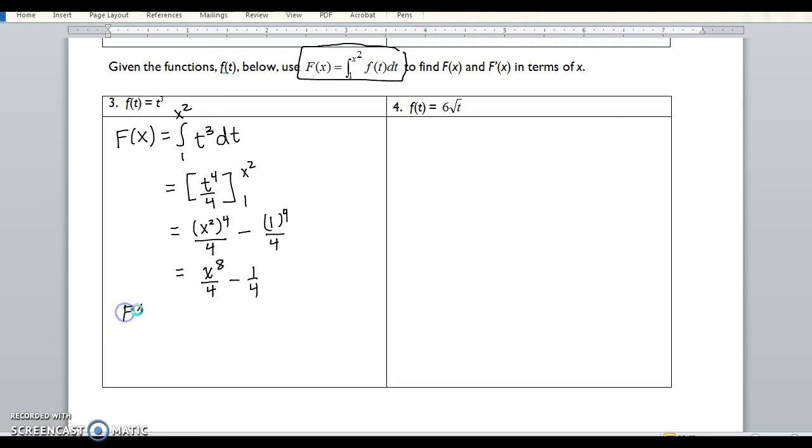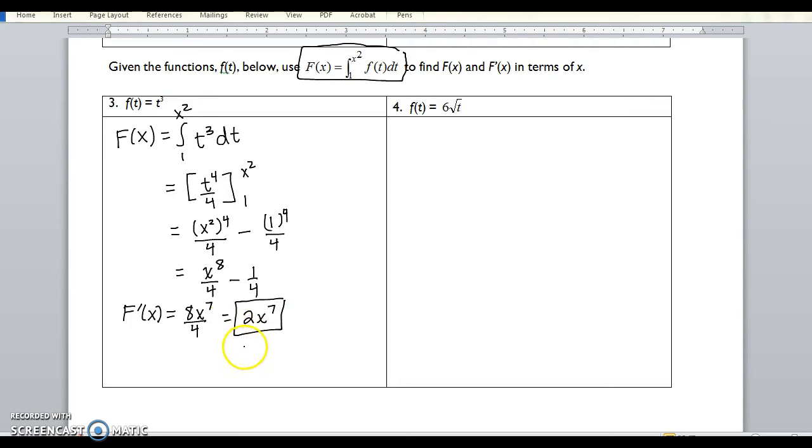We're going to take the derivative of that. The derivative of x to the 8th is 8x to the 7th. We're still dividing by 4. The derivative of minus 1/4 is just 0. And so that gives us 2x to the 7th.